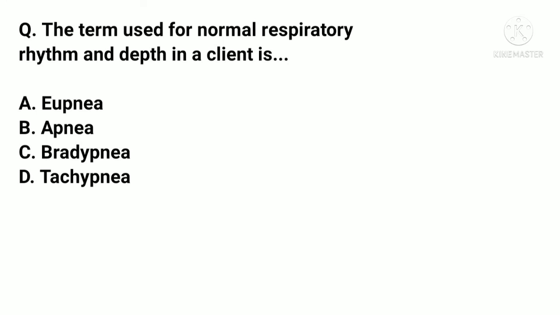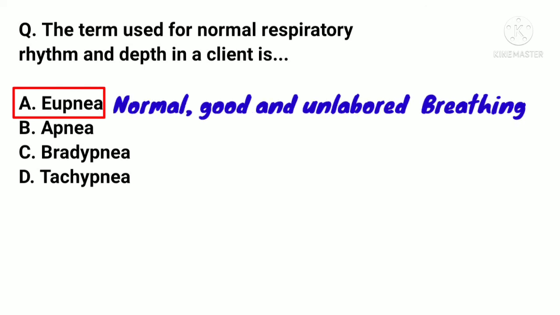A term used for normal respiratory rhythm and depth in a client is: A. Eupnea. B. Apnea. C. Bradypnea. D. Tachypnea. And the right answer is A. Eupnea. Eupnea is normal, good and unlabored breathing.